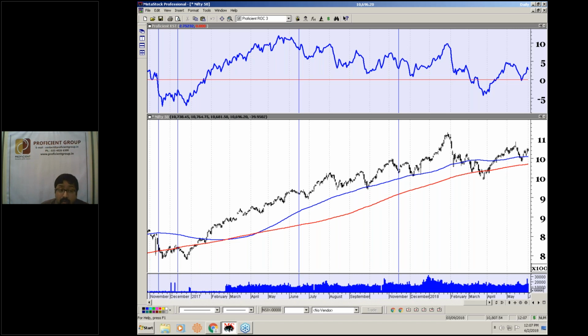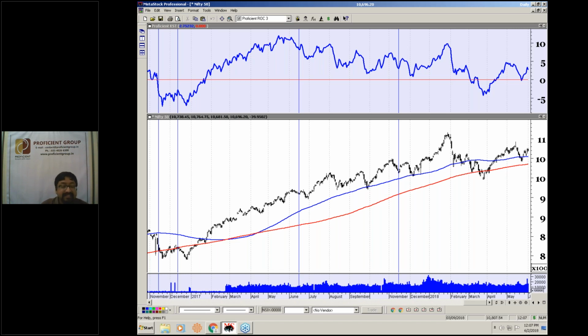It is only a momentum indicator. Momentum indicators means it will give you the relative strength of the bulls and the bears, right? It is not a trend indicator. It is not a trend indicator like a moving average. It is only a momentum oscillator. Momentum oscillators are good in what respect?